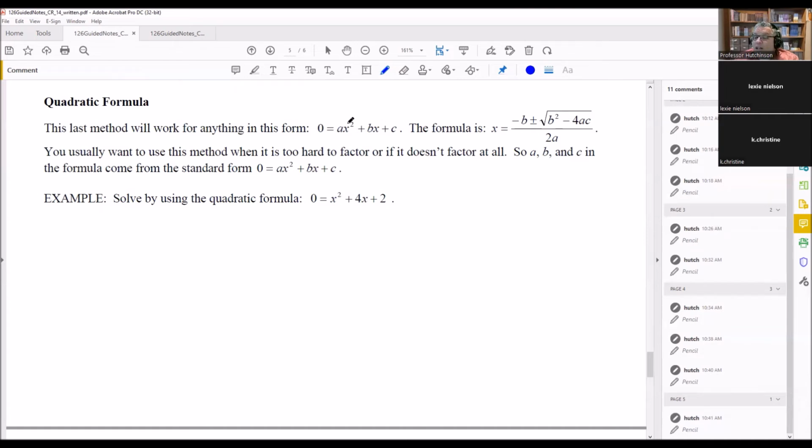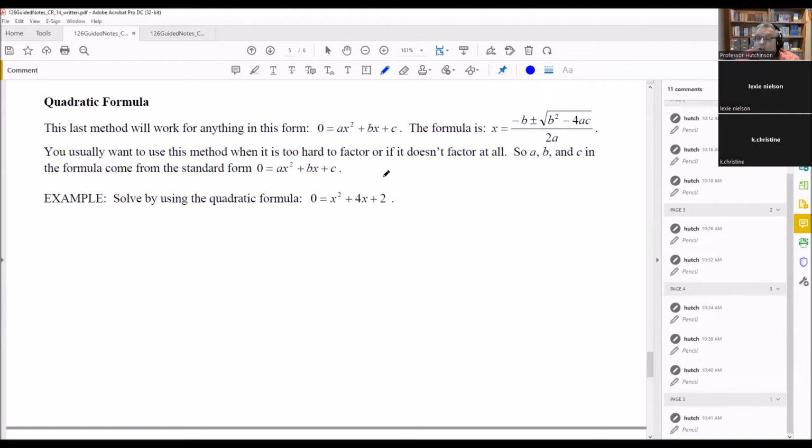So 0 equals ax squared plus bx plus c. And the a, b, and c that come from your equation, you're just going to plug those numbers into the formula, and then that's going to get you the answer directly. It doesn't matter if it's something that can be factored or not, it works for anything. So you can just put it into here. So we want to solve by using the quadratic formula.